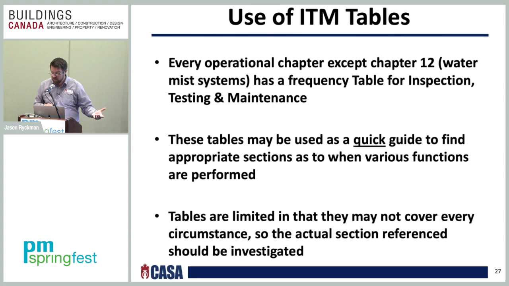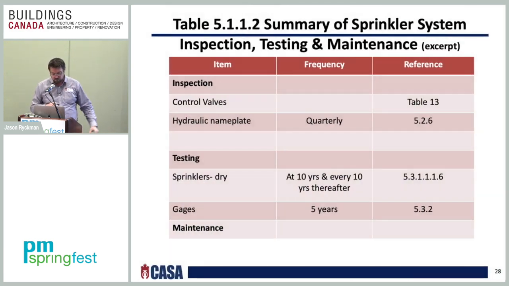But we would find that rule among the other reference sections from the table as well. So it's just a quick guide. Table 5112, Summary of Sprinkler System Inspection, Testing, and Maintenance, gives you some of the items that you would find on a water-based fire protection system, and it'll tell you the different frequencies of the specific item.